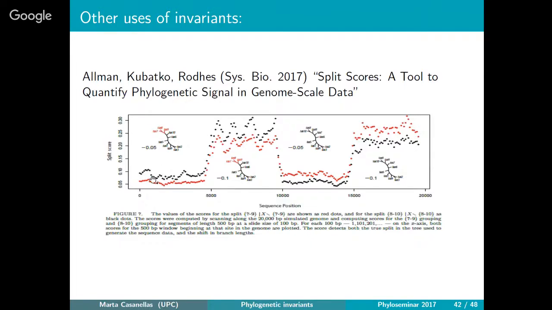These are the scores, like the SVD scores, and you see there is a jump when the branch length changes, because they simulated this data. They know that the branch length changes, and the scores are inverted when the split 7-9 is not correct. The correct split is 8-10, for example. So these scores detect the change of branches and the change of tree topologies.